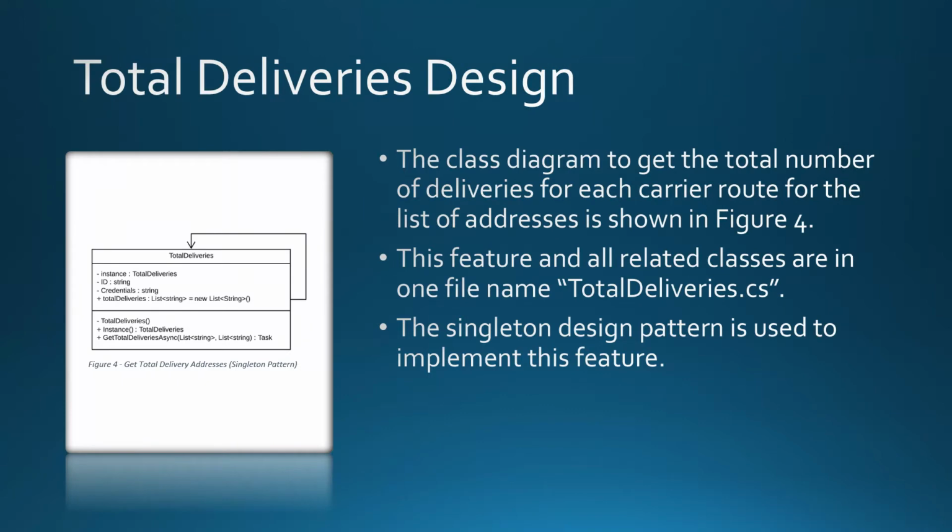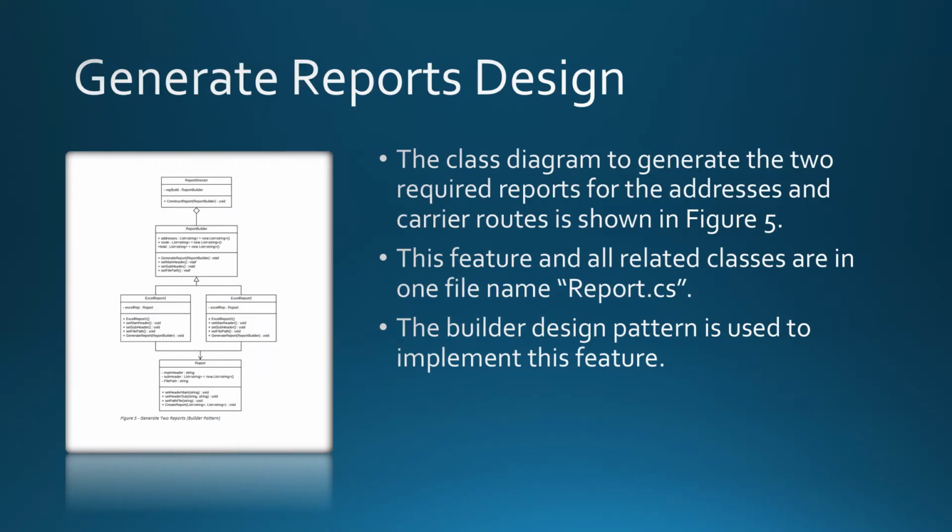Here's the total deliveries feature. Again, everything related to total deliveries is in the total deliveries.cs file, and the singleton pattern was also used here. The generate reports feature here is the feature that generates both report 1 and report 2. All these classes are found in the report.cs file, and the builder design pattern was used to implement this feature. Again, more information on that later on.